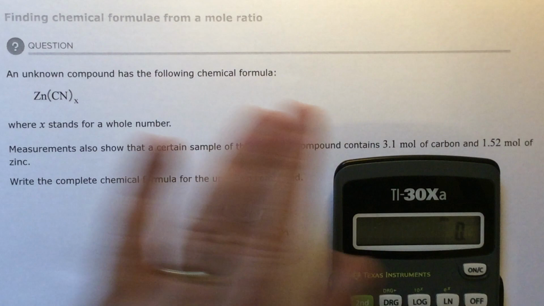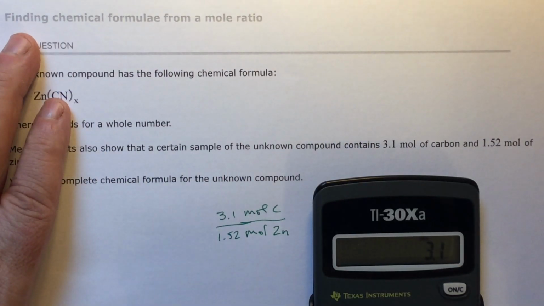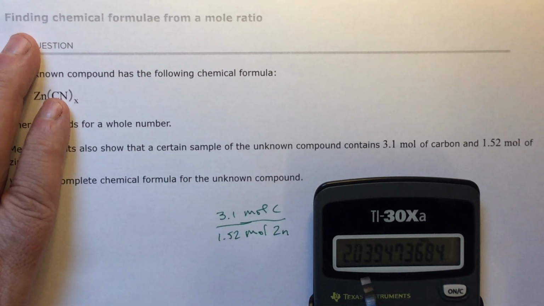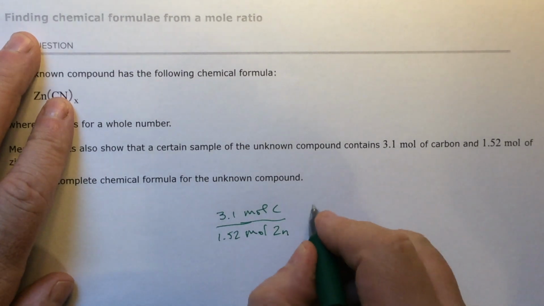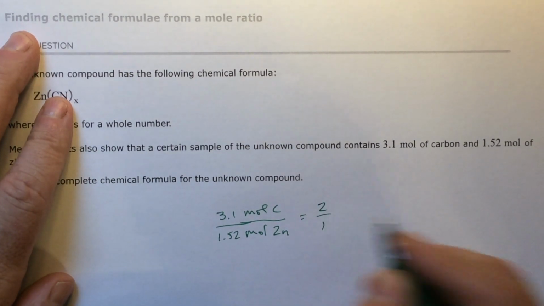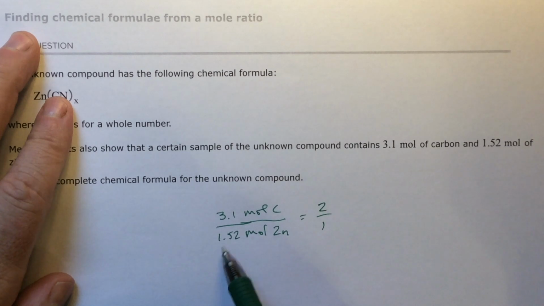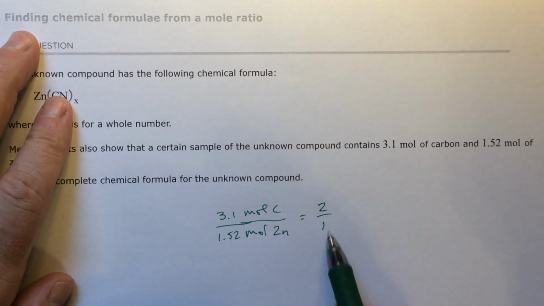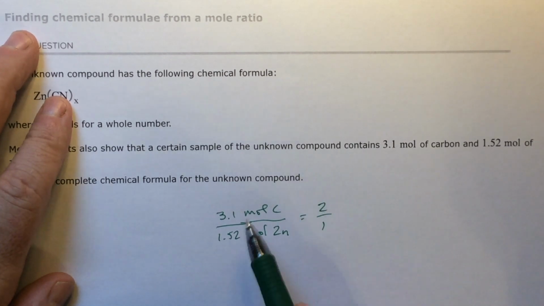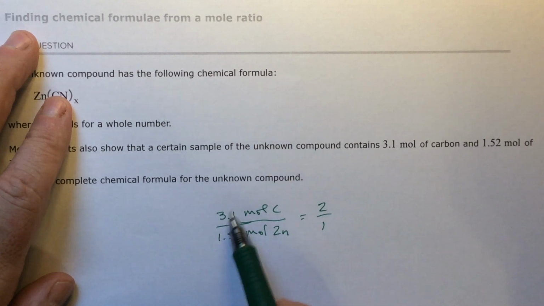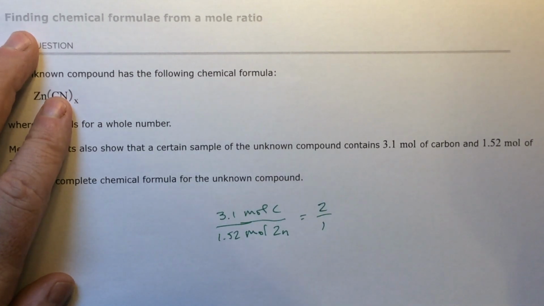So I have 3.1, and I'm going to divide it by 1.52. And I've got 2.039. So I've got 2. That means it's a 2 to 1 relationship. 3.1 is to 1.52 as what is to what. And a lot of times, if you know this is bigger, you'll say 2 is to 1. If this is 3 times bigger, 3 is to 1. Something like that. I would just do it, if it's a fraction, 2.03 as a fraction is 2 over 1.